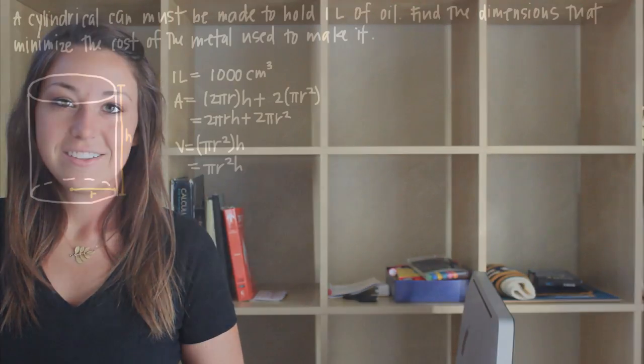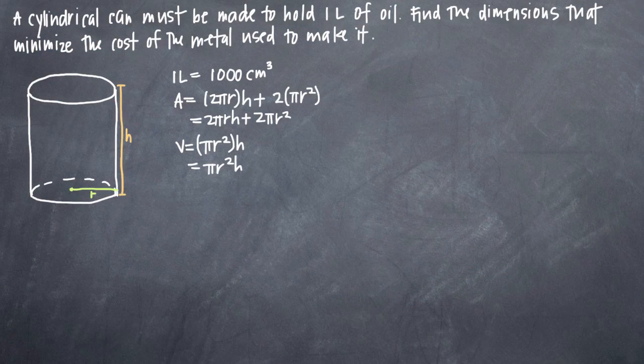Let's take a look. In this particular optimization problem, we've been told that a cylindrical can must be made to hold 1 liter of oil, and then we've been asked to find the dimensions of the can that will minimize the cost of the metal used to make it.